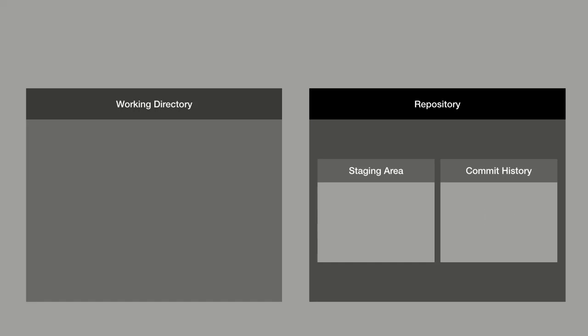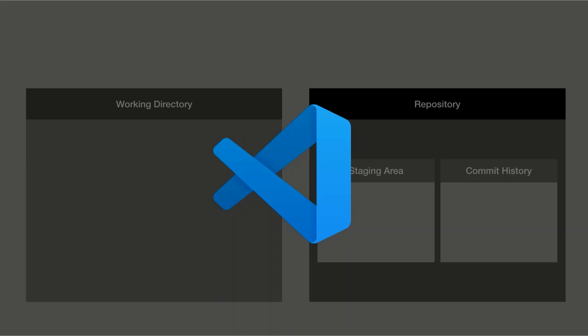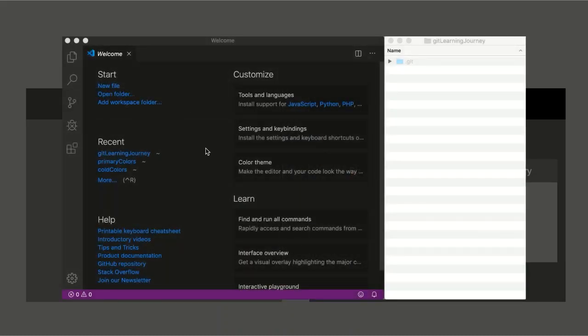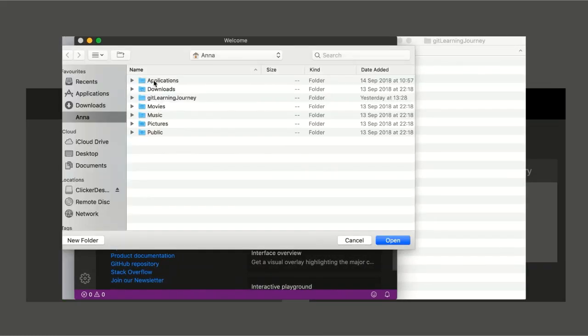So now we're ready to add our first file. I'm going to use a source code editor called Visual Studio Code. And I've decided I'm going to create a file called journey.txt, and I'm just going to add some text to it. So we open up our source code editor, open up the folder.